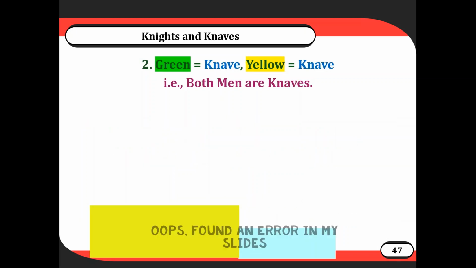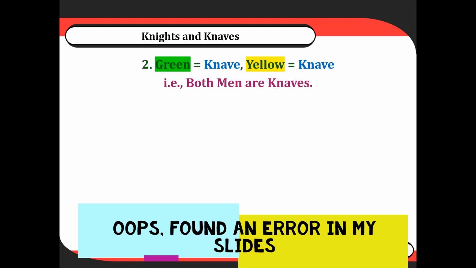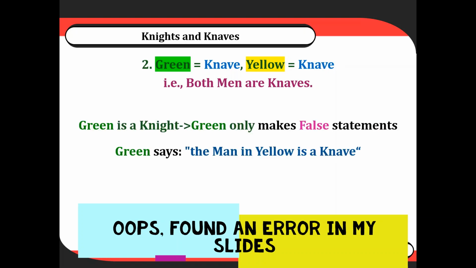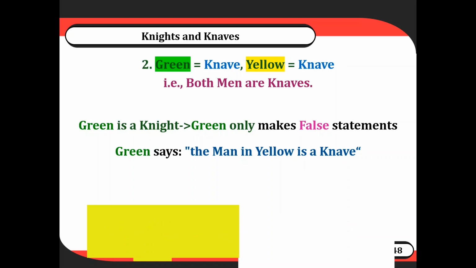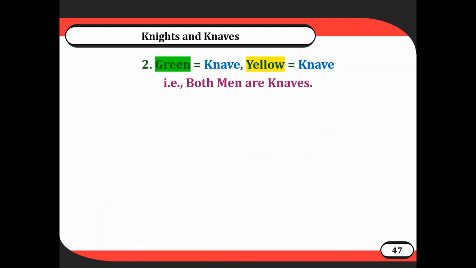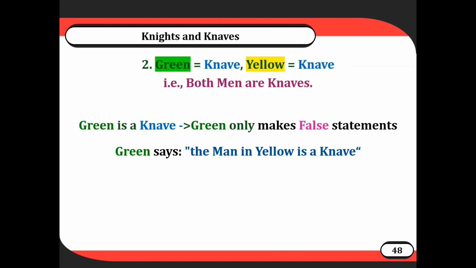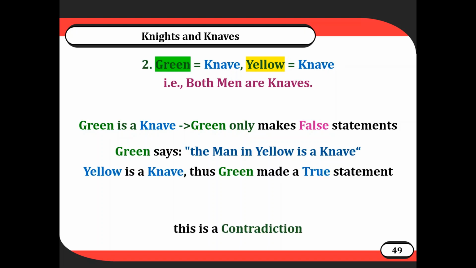So case 2, green is a knave and yellow is a knave. So both men are knaves, they both lie. Green is a knave and yellow is a knave. Both men are knaves. If green is a knave, then green only makes false statements. And green said the man in yellow is a knave. And the man in yellow is a knave. Thus, green actually made a true statement. So again, we reached a contradiction.